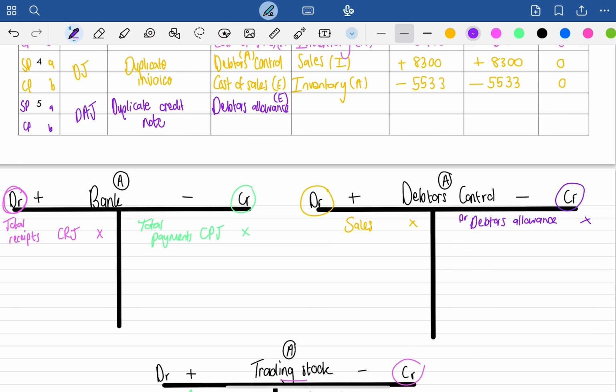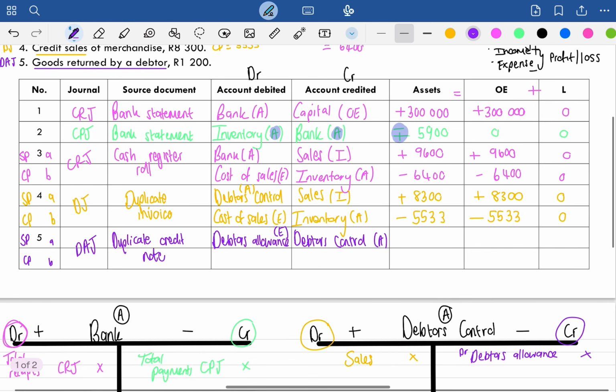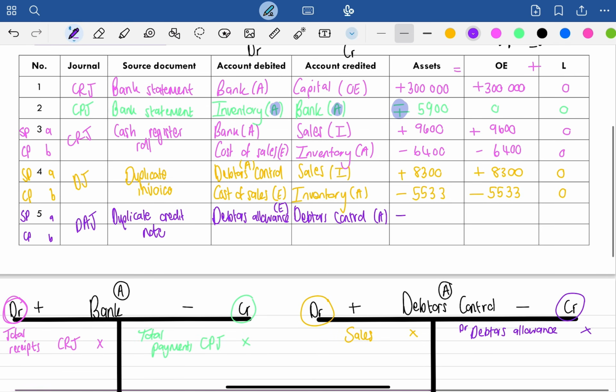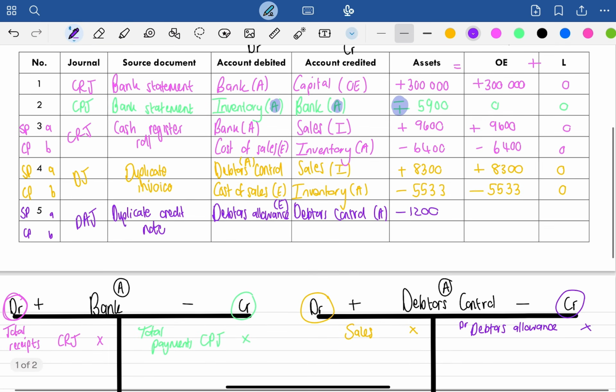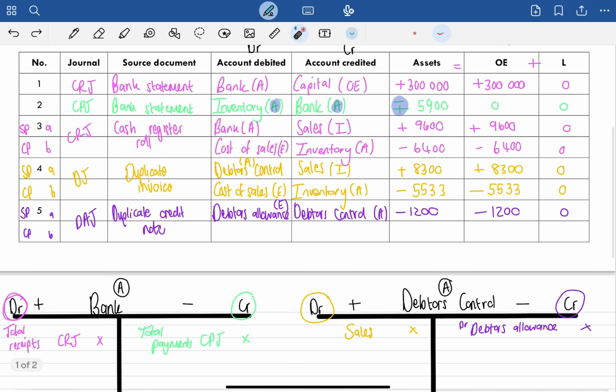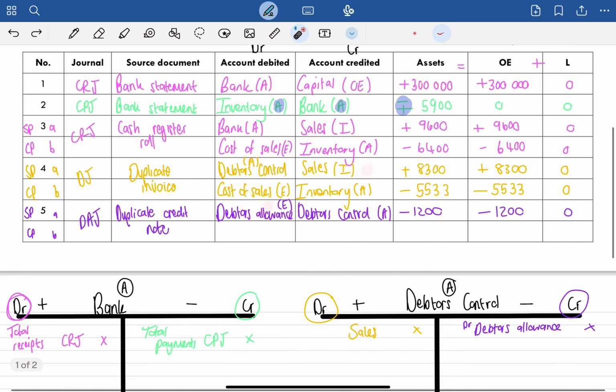Debtor's allowance is seen as an expense, whereas debtor's control is always an asset. And you can think about this logically, because the debtor did return stuff, so the debtor actually owes less, 1,200, and an expense decreases my owner's equity. So as you can see, it's basically the inverse, the opposite of what we did there, we're doing here. So debtor's allowance is basically the opposite of sales.